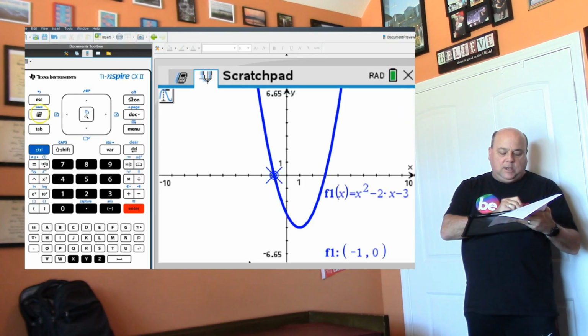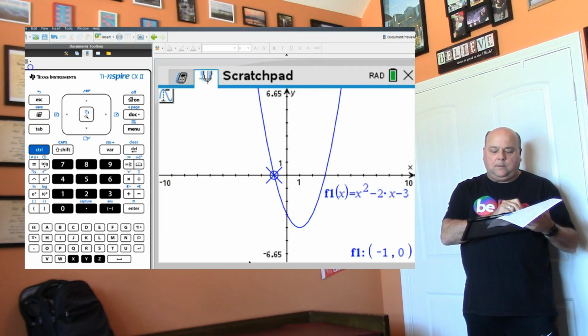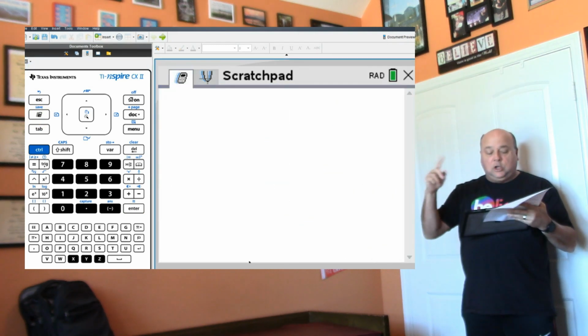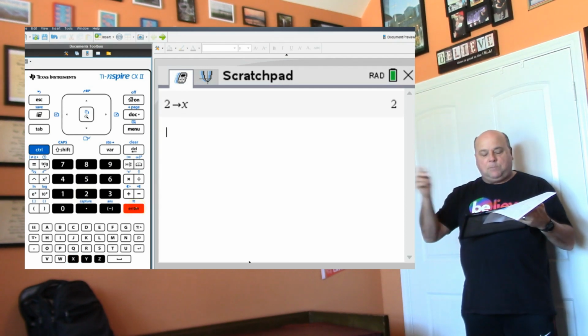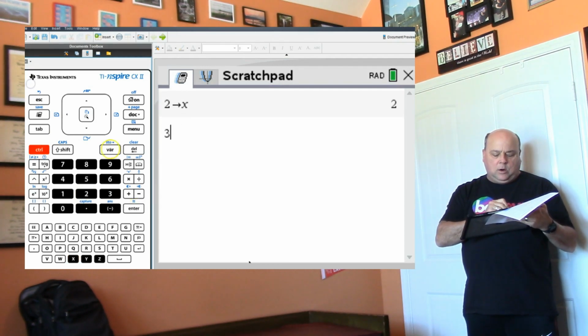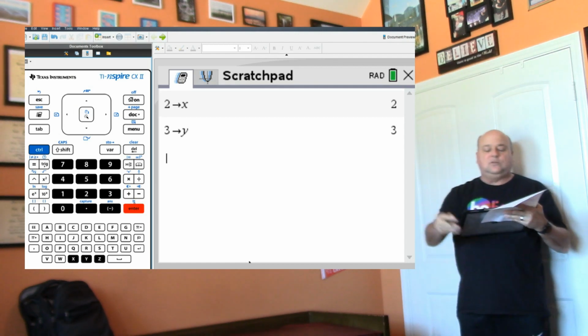If you hit this top button right here, it goes from the graph to the scratch pad. I did not know that. So the button below the escape button goes from the graph to the scratch pad. We want to store 2. So I'm going to hit 2, control variable. I want my 2 to be x. The next smallest number is 3, and we want our 3 to be our y. So notice I've stored 2 as x and 3 as y.